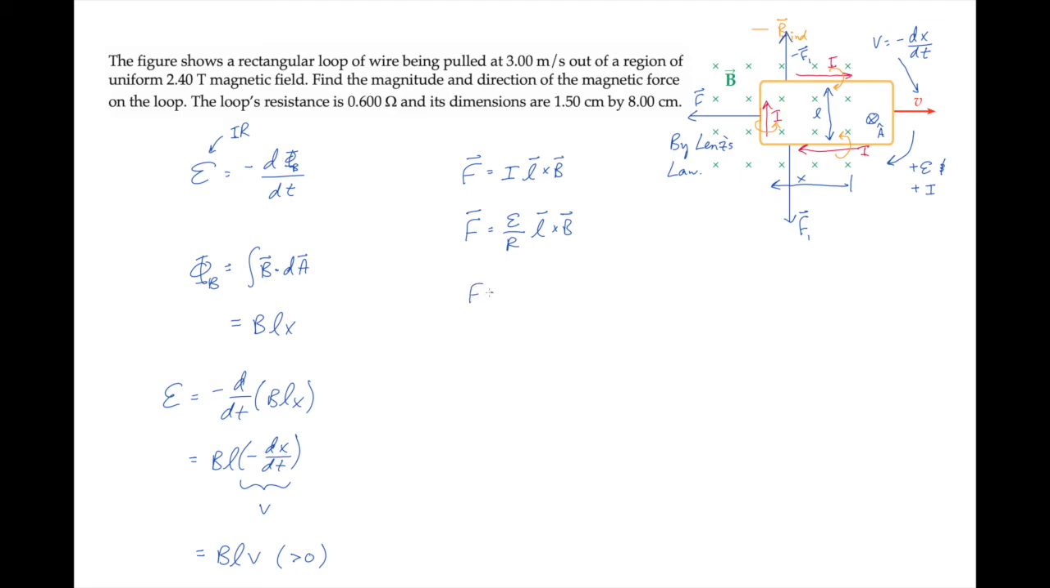Now we can evaluate the magnitude of that force. It equals E over R times the magnitude of L cross B. L and B are perpendicular, so we just get E over R times L B. Substitute our expression for the EMF. Simplify and substitute all the numbers to find that the net force on this loop is 6.48 times 10 to the minus 3 newtons, and we know it's directed to the left.